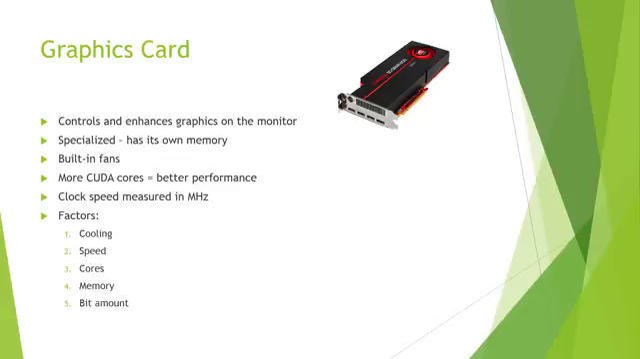Now, it also has a clock speed once again, and that's measured in megahertz. So the higher that is, the better it is. Now, some factors when you're deciding whether you want to get a graphics card: how well does it cool, because heat is an issue. If it gets too high, it'll just shut down. Speed: how fast it is, and what type of games or virtual programs are running on it. The amount of cores: the more cores it has, the better it can handle. Memory, and this is again for more intensive programs. You don't want your memory to run out. And then there's also bits, so the higher bit amount is better.